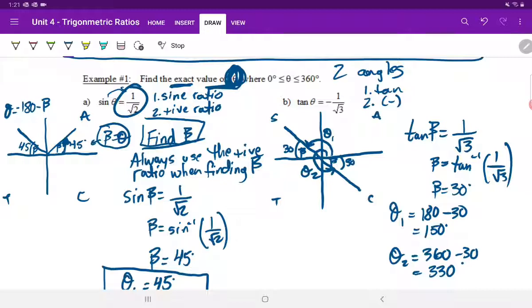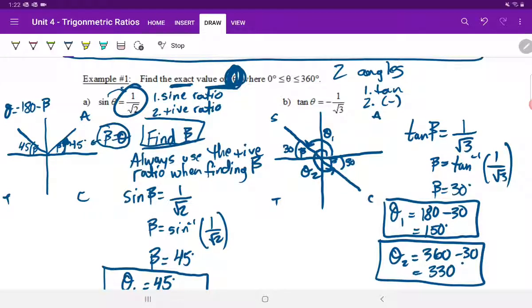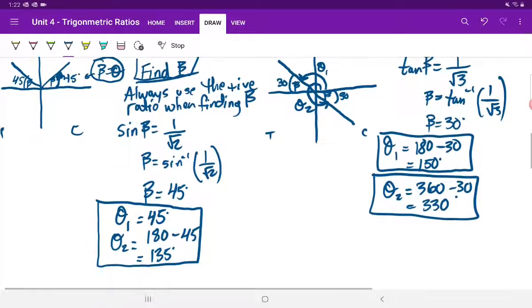Okay? There's your two answers. All right, so there you go. We followed the steps. We drew a diagram. We drew what quadrants we should be in based on the ratio and the sign of the ratio. Then we found beta, and then from there we made sense of how to find theta 1 and theta 2 depending on the quadrants that we're in.